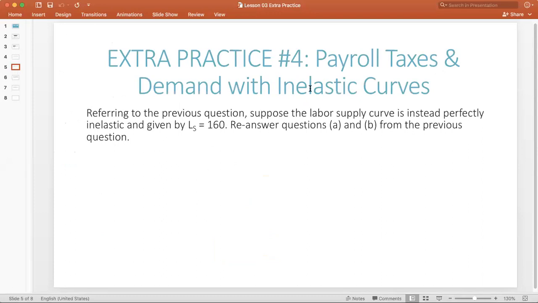Question 4, payroll taxes and demand with inelastic curves. So referring to the previous question, suppose labor supply curve is instead perfectly inelastic and given by labor supply equals 160. Re-answer questions A and B from the previous question.